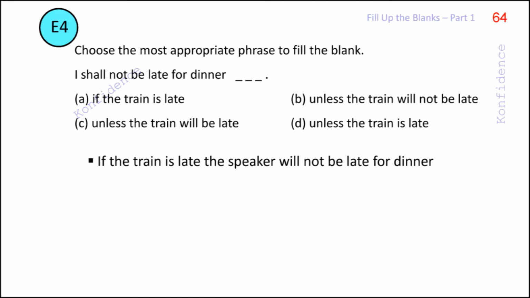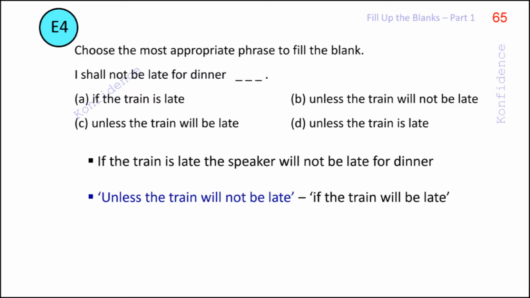Option B is unless the train will not be late. Unless means if not. Thus, there are two negatives or nots in that phrase, which makes it positive. So, unless the train will not be late means if the train will be late. If the train will be late, how can the speaker not be late for dinner? So, options A and B are wrong.